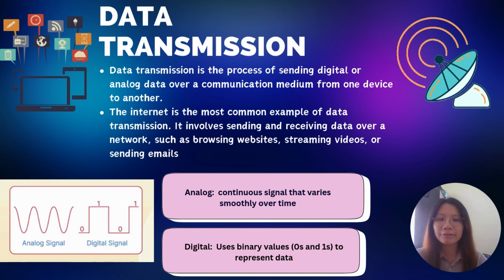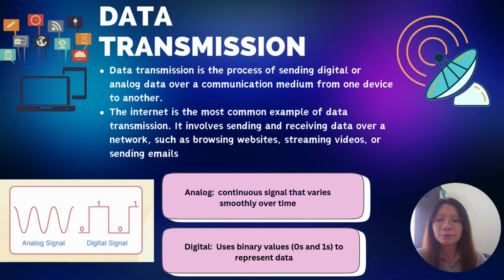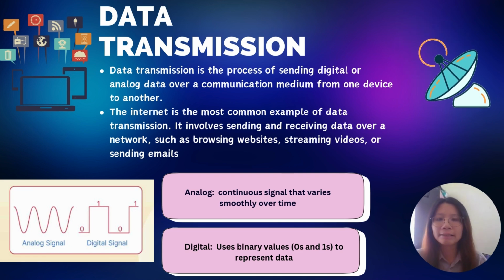As you can see in the figure, the analog is a continuous signal that varies smoothly over time, while the digital only uses 0 and 1 to represent the data. We can change the data from analog to digital and vice versa. For example, the higher peak of the analog is represented by 1 in the digital signal.